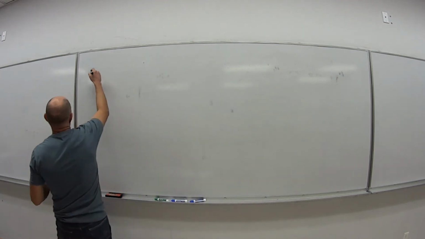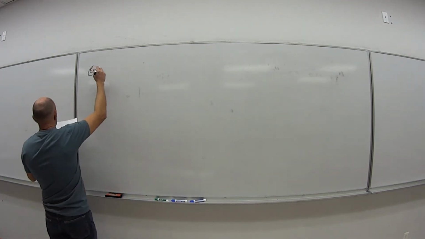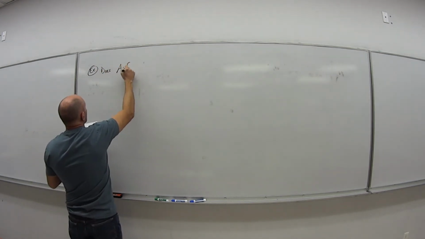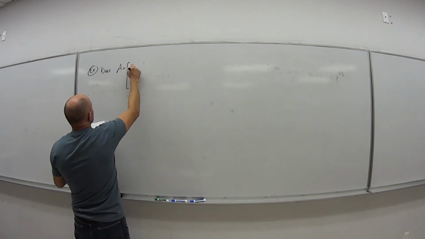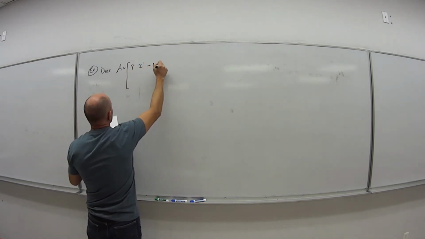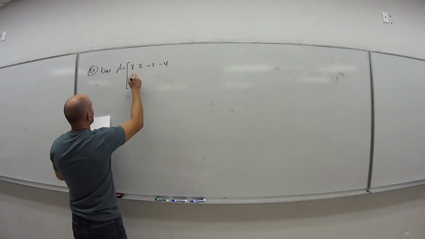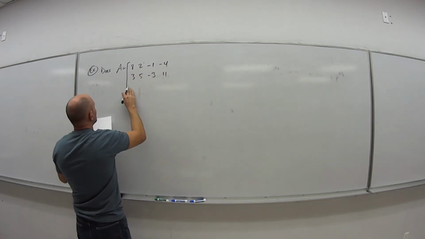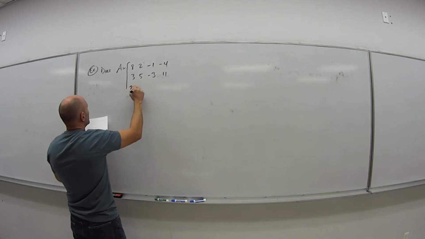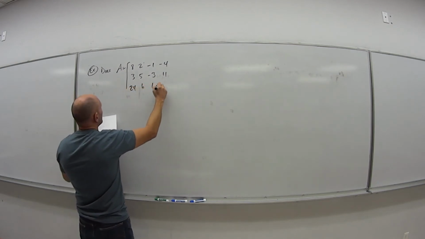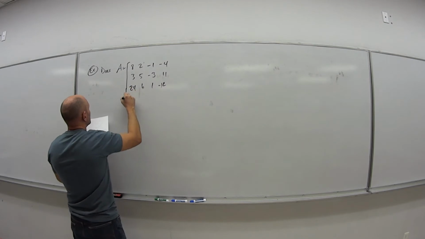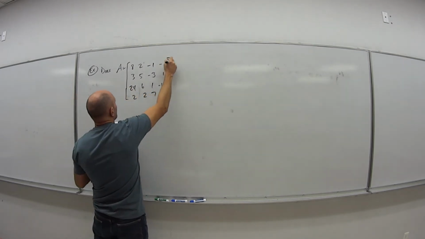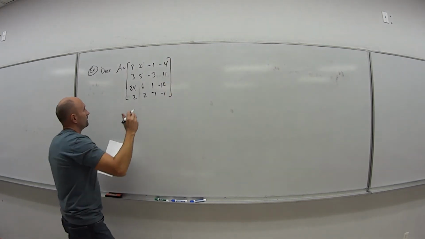So let's look at an example where we can do that. We want to know, does A, which is 8, 2, -1, -4, 3, 5, -3, 11, 24, 6, 1, -12, and 2, 2, 7, -1, have an inverse?